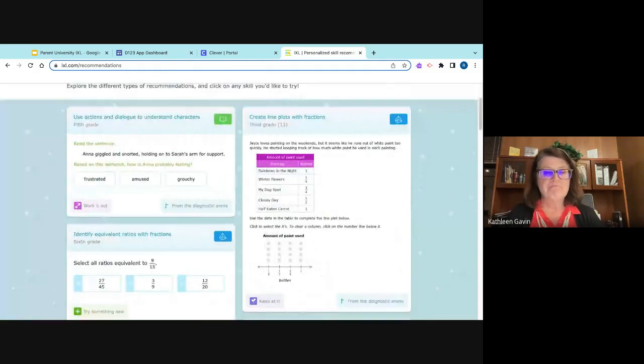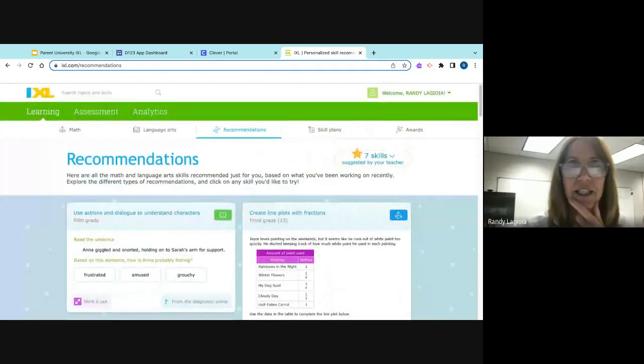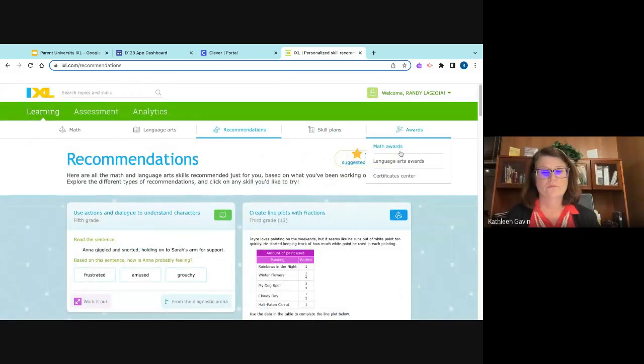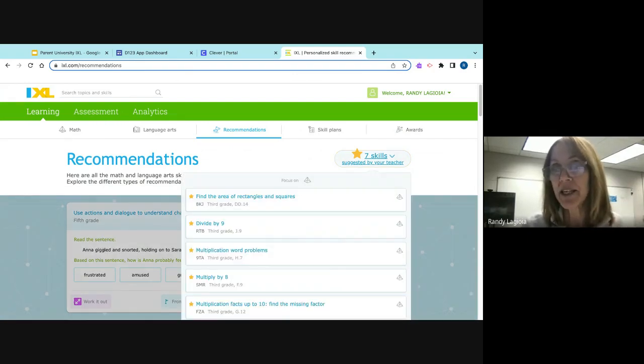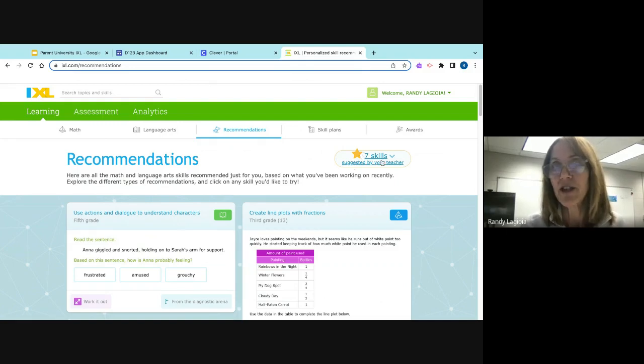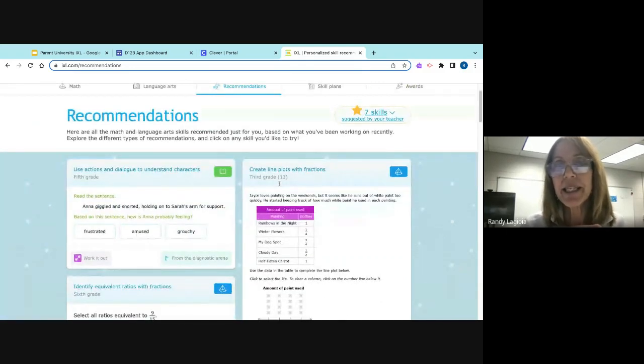So Margaret? Sure. So these are the recommendations for the students. Over here are the skills suggested by your teacher. Earlier I gave the example that if you're working on fractions on a number line and the teacher assigned it, you would find that skill here. So those would be starred. So your list is accessed here. Then you can see where these skills come from.